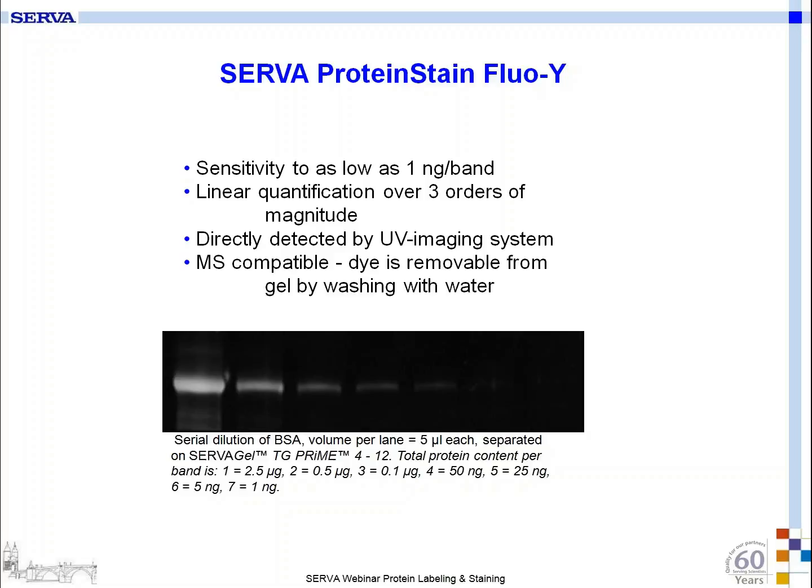And here you see just a small example, a dilution series of BSA, where you can see that you have a 5 microliter volume per lane of this dilution series, from 2.5 micrograms down. Perhaps you can see it on your screen slightly, 1 nanogram.